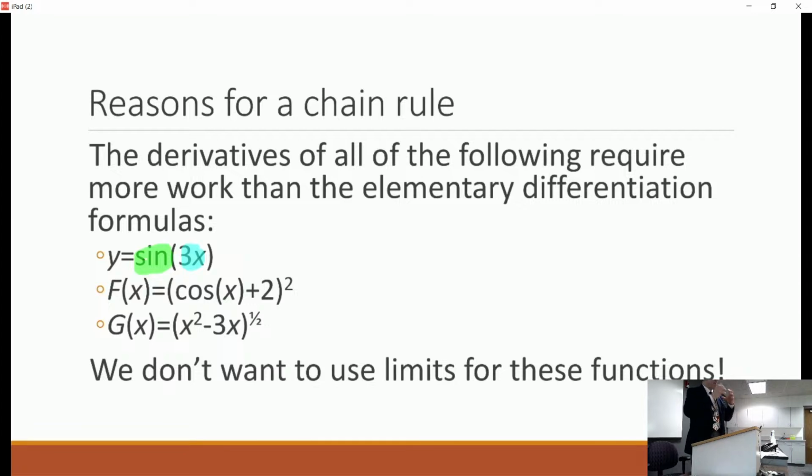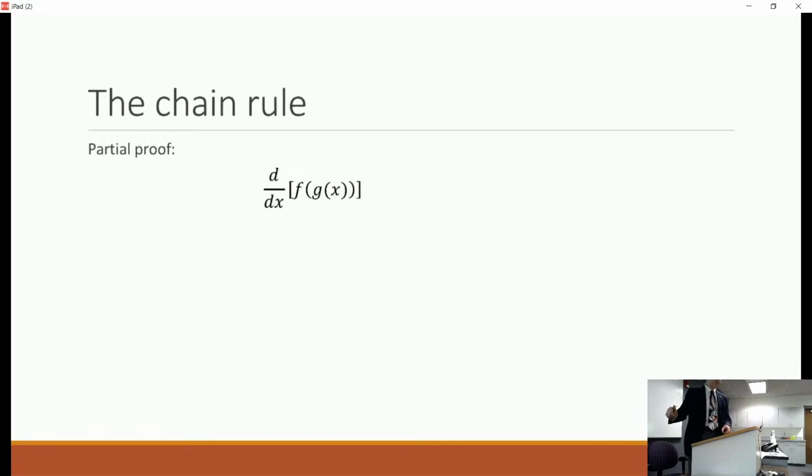So you have this composition, one function evaluated at another function. That's what I want to find the derivative for. And if I can come up with a rule, we're going to call it the chain rule. If I can find a rule for this, then I'm going to be all set for all of those other functions that we had on the previous page. In fact, we'll do all three of those in just a minute. So let's just walk through this.